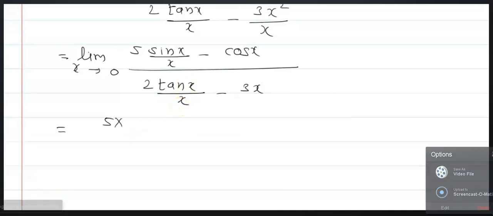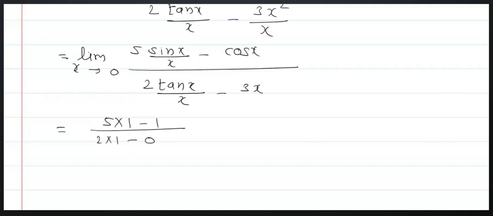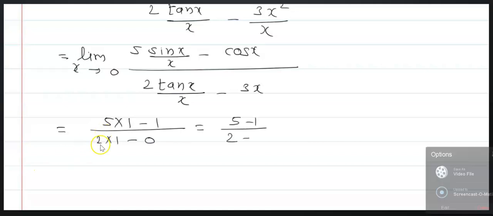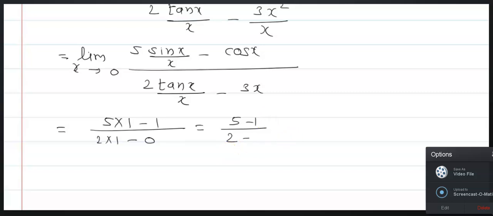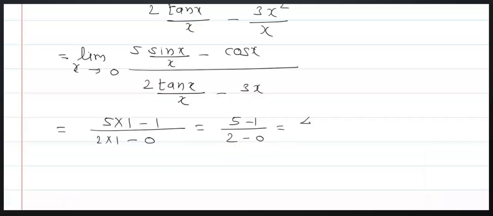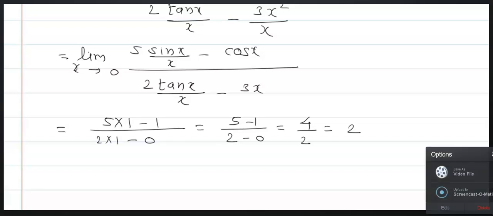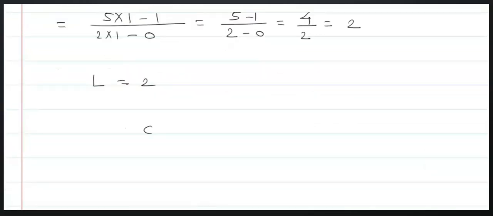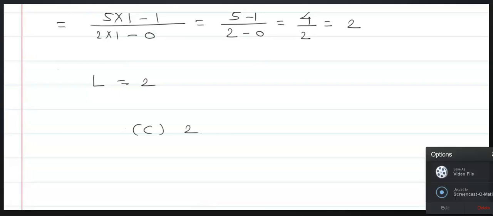Now, see this here. 5 into 1 minus 1, 2 into 1 minus 0, 5 minus 1 and 2. Therefore, you will get 4 upon 2, and that is equal to 2. L is 2. Therefore, option C is the correct one. Now again see here.